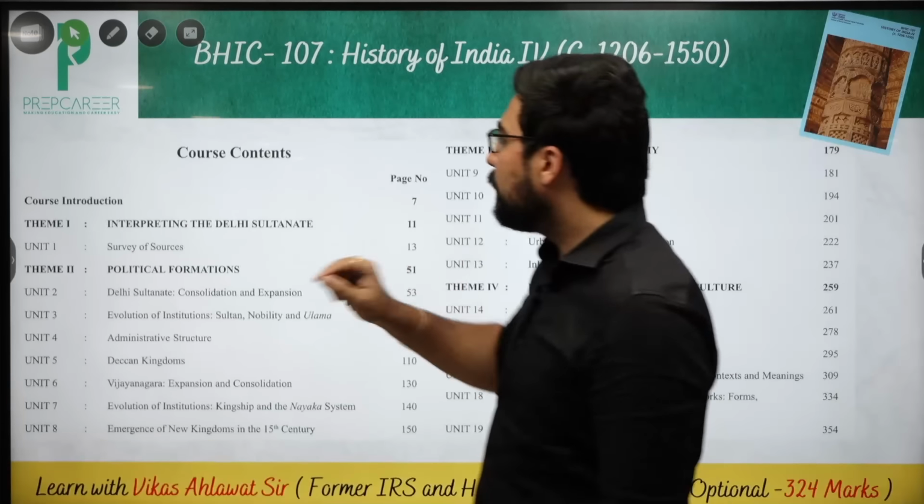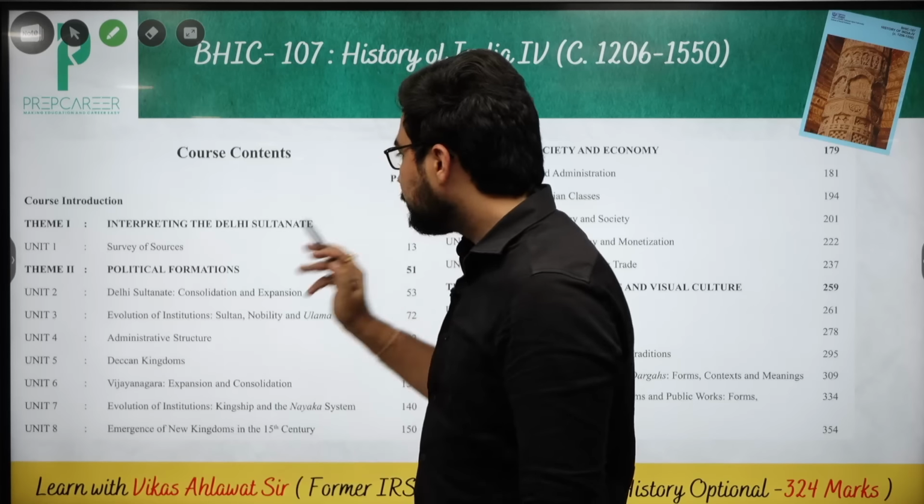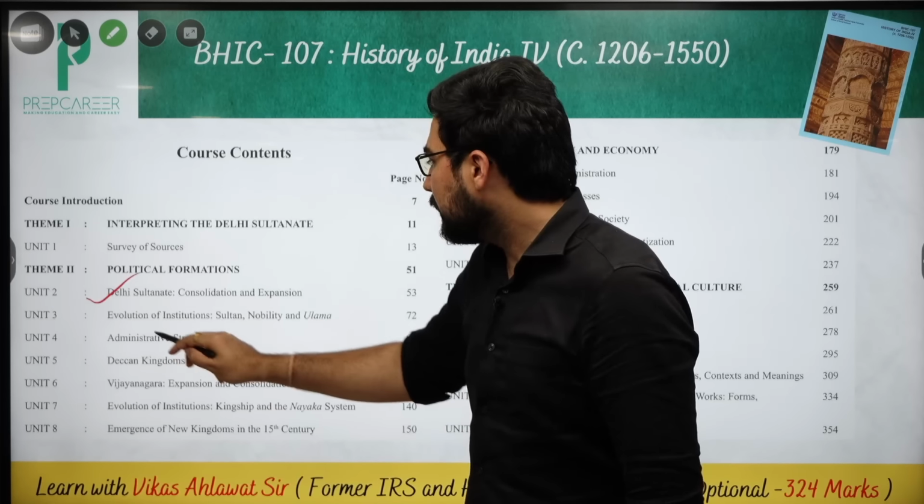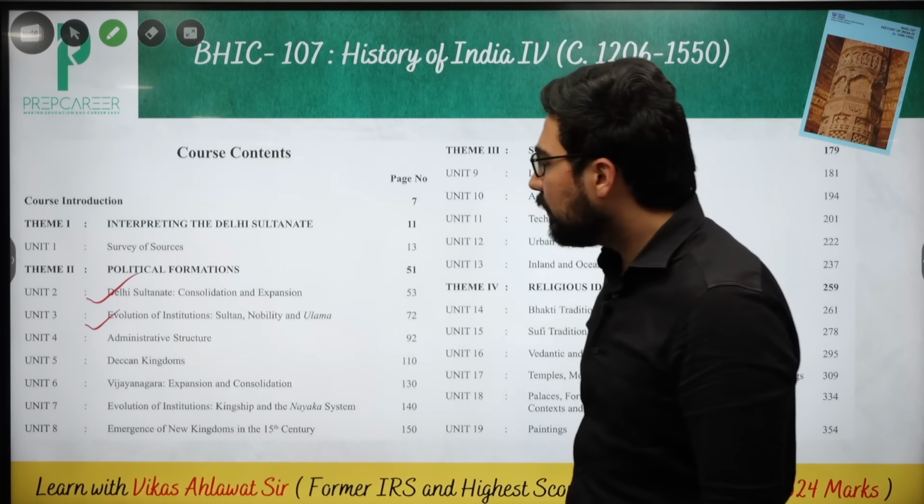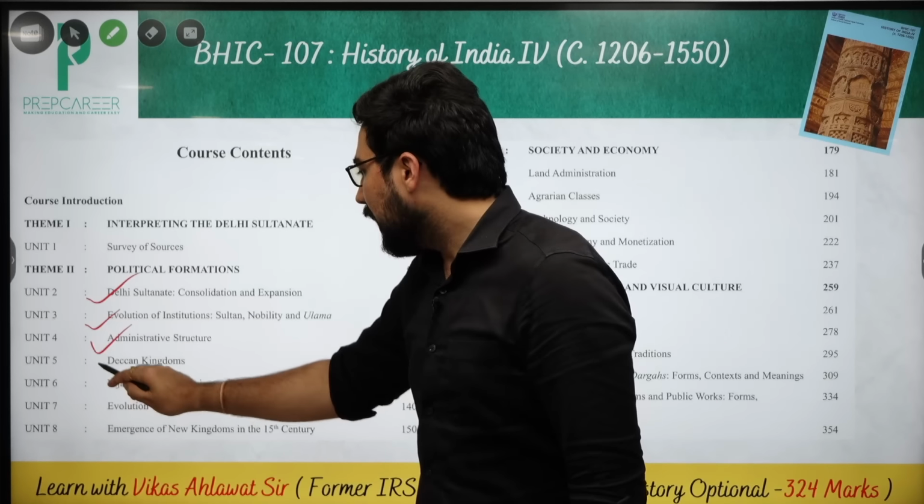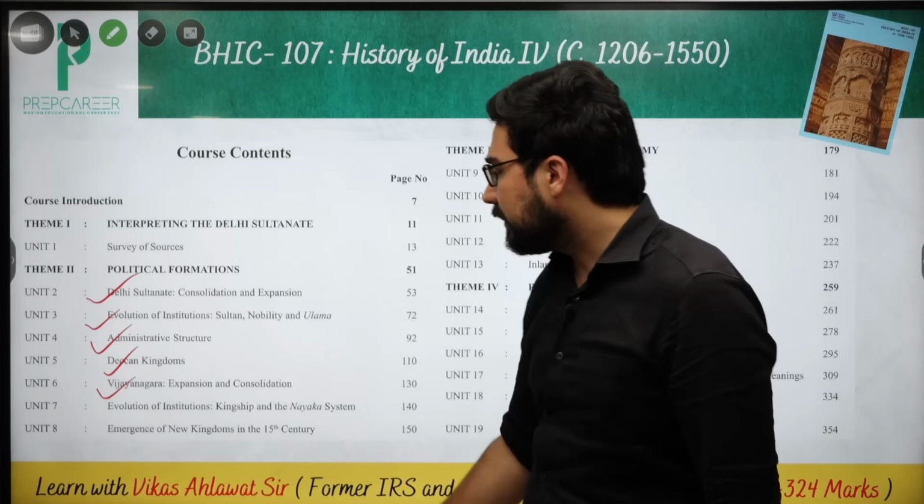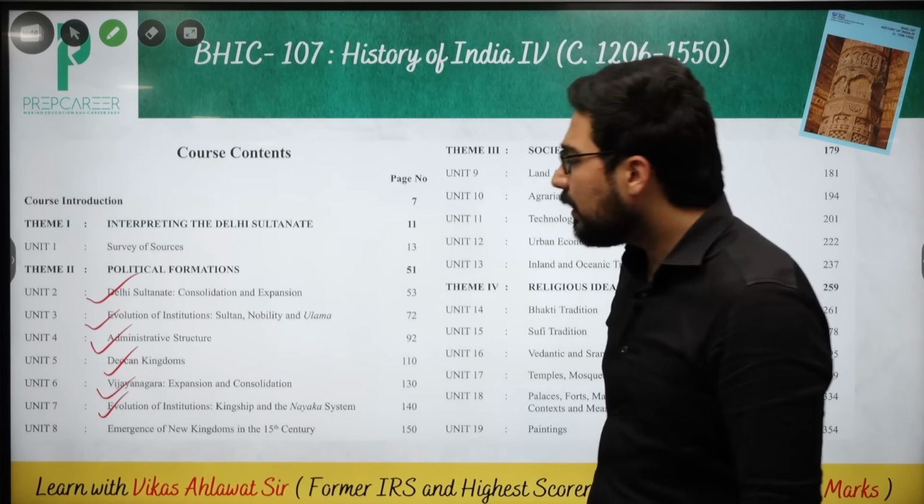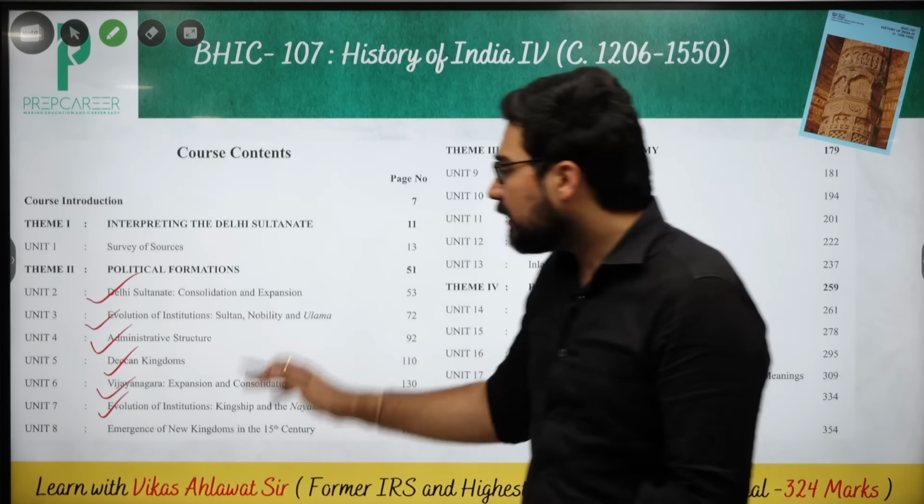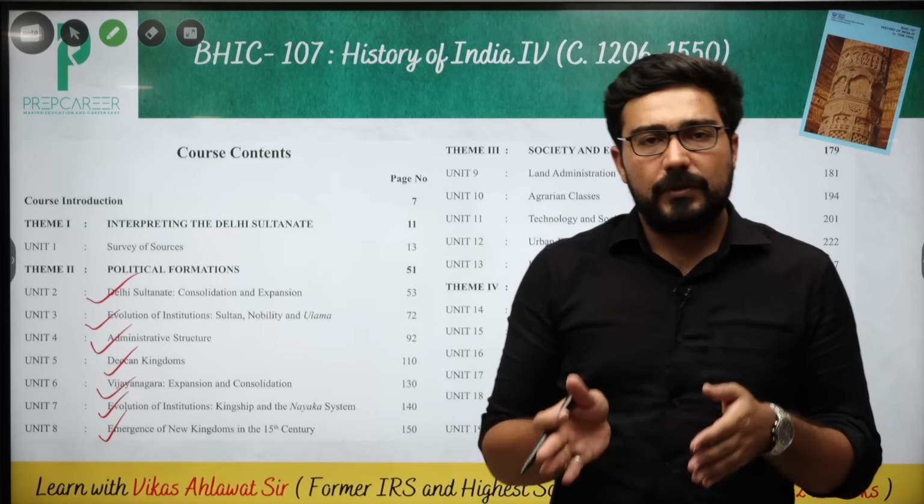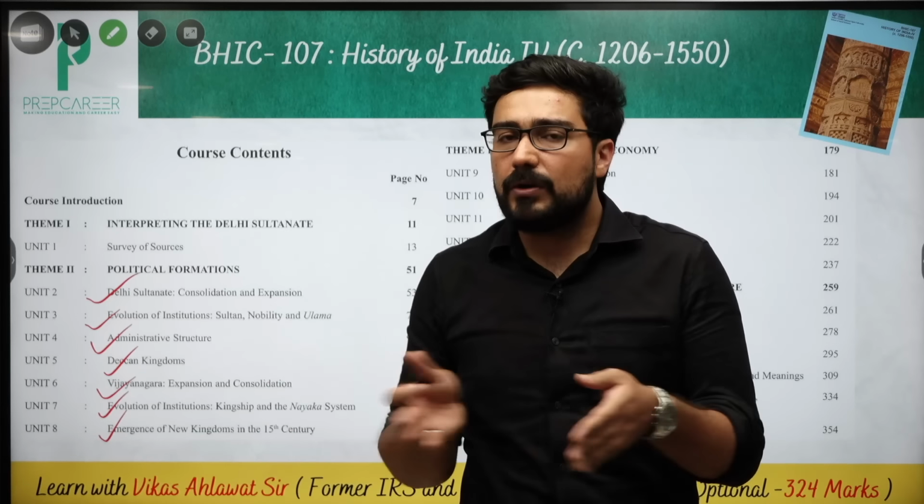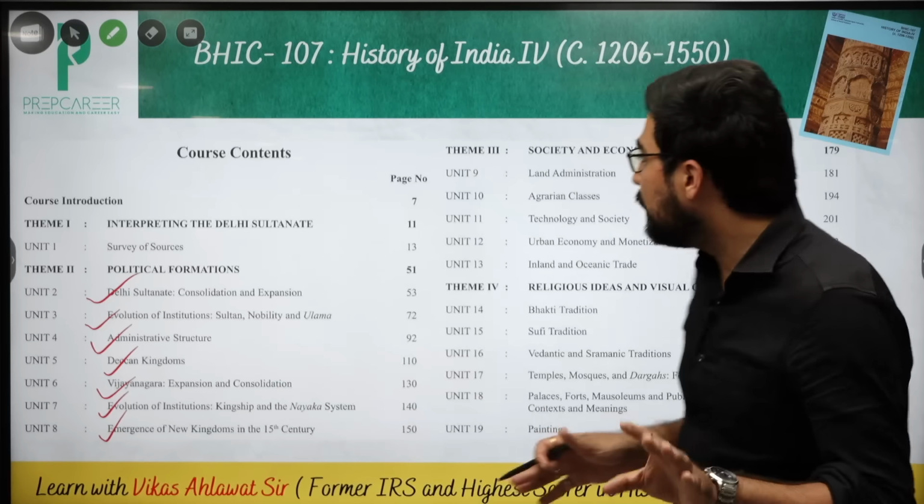Okay, second part, if we go towards unit 2, Delhi Sultanate. Okay, Sultan, nobility and ulema, administrative structure, Deccan kingdom. So these are the direct topics, direct topics which are from our optional. So that's why, since we are depending only upon one source, we cannot leave many chapters. Okay, so be very ready with it.